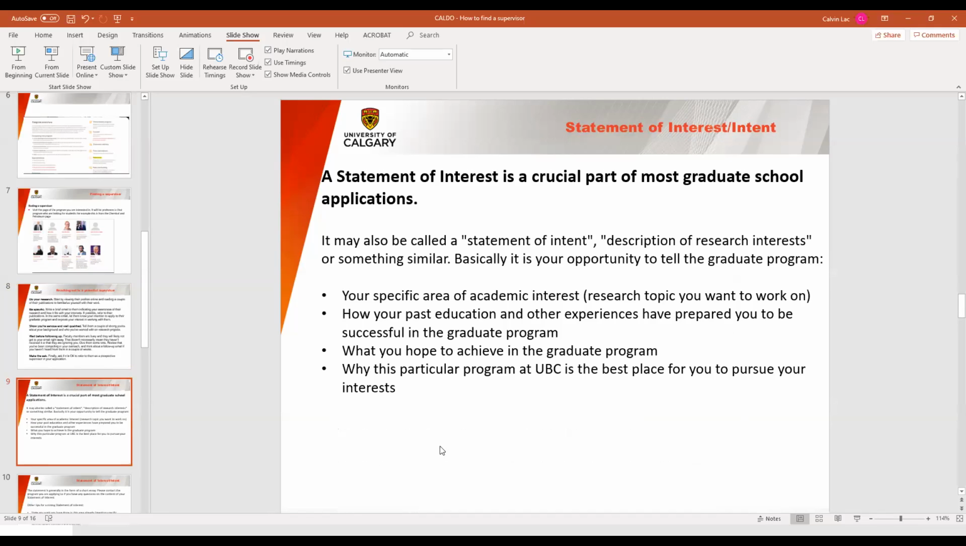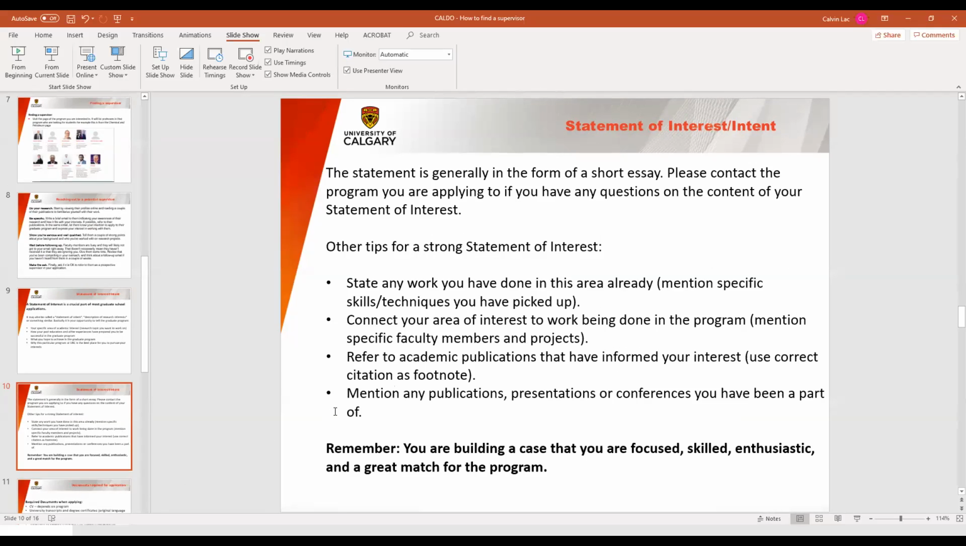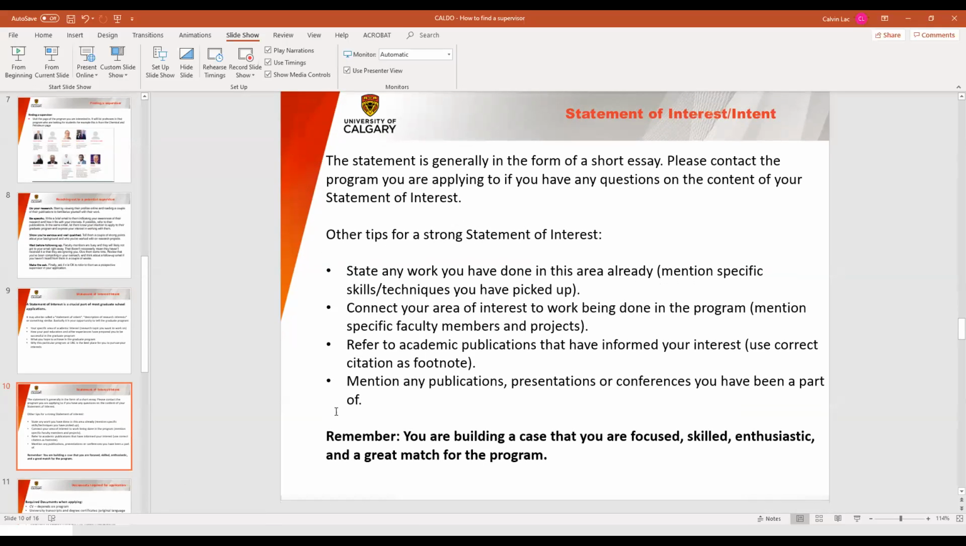It's basically an opportunity to tell the graduate program your specific area of academic interest, the research topic you want to work on, and how your past education and other experiences have prepared you to be successful in the graduate program. What do you hope to achieve? The statement is generally in the form of a short essay. Please contact the program you are applying to if you have any questions on the content of your statement of interest.